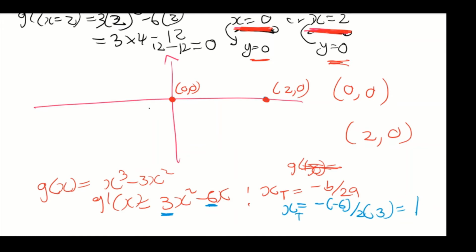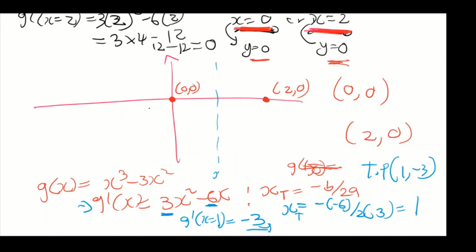And when you substitute that x value into this function here, g prime of x equals to 1, you should get a y value of minus 3. So your turning point of this function is 1 and minus 3. So we need to indicate them here. So when x is equal to 1, our y value is minus 3. So this would be the turning point of the function. Then we draw it, so it's going to look something like this.